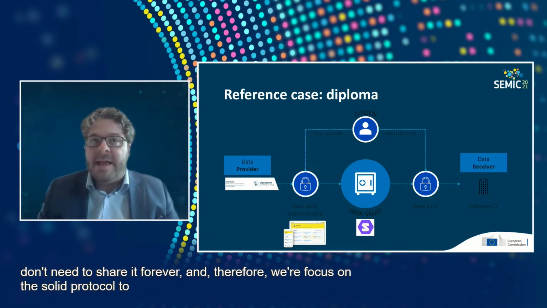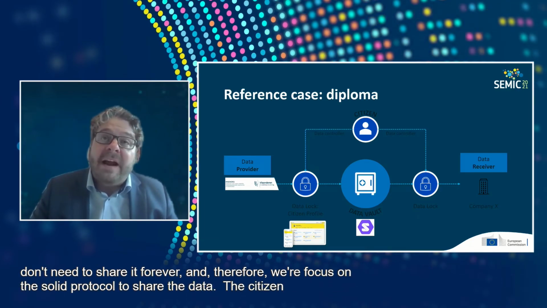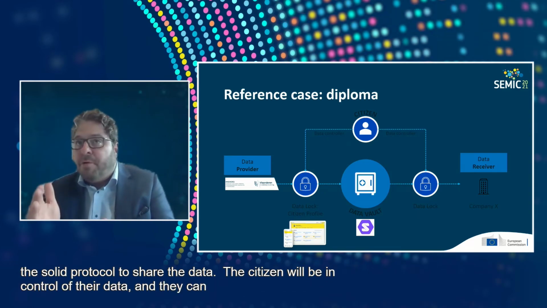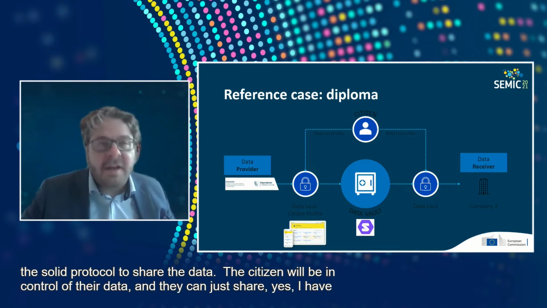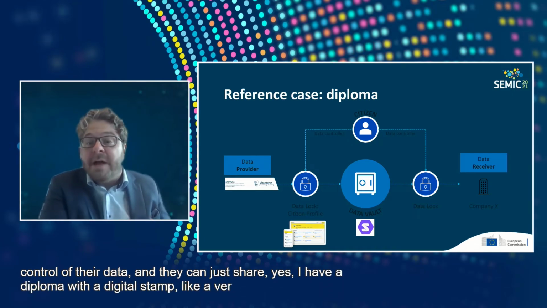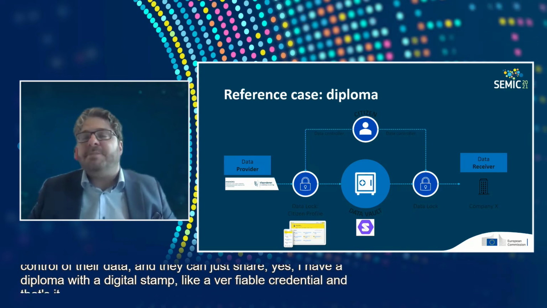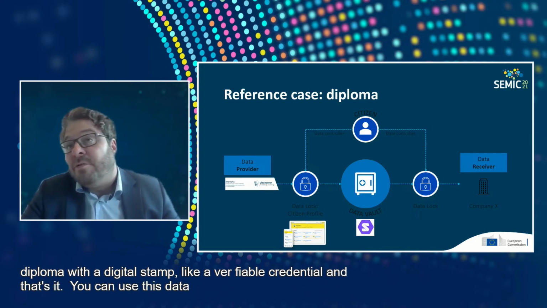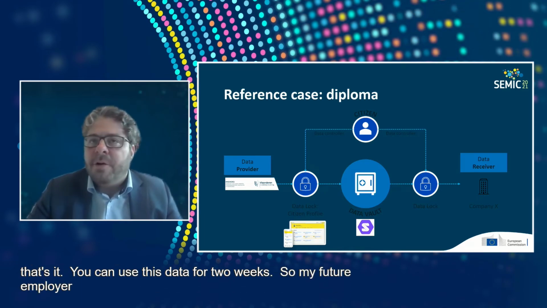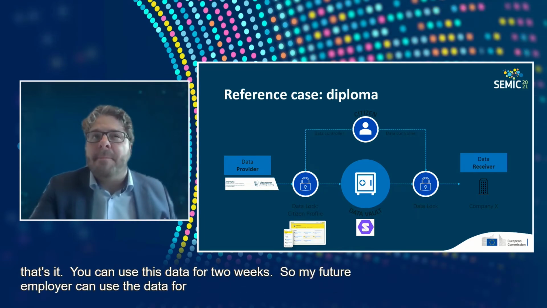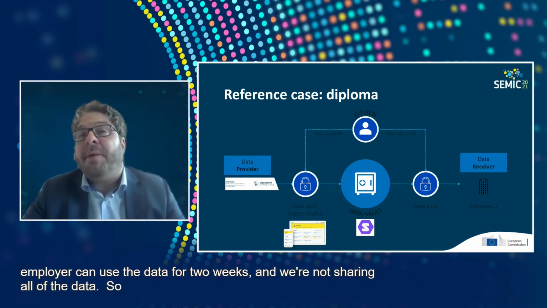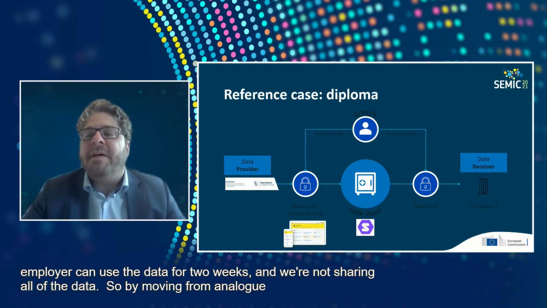The citizen will be in control of their data, and they can just share, yes, I have a master diploma with a digital stamp, like a verifiable credential, and that's it. And you can use this data for 2 weeks. So my future employer can use the data for 2 weeks, and we're not sharing all the data. So by moving from analog to digital, it's not less privacy, but more privacy than ever.